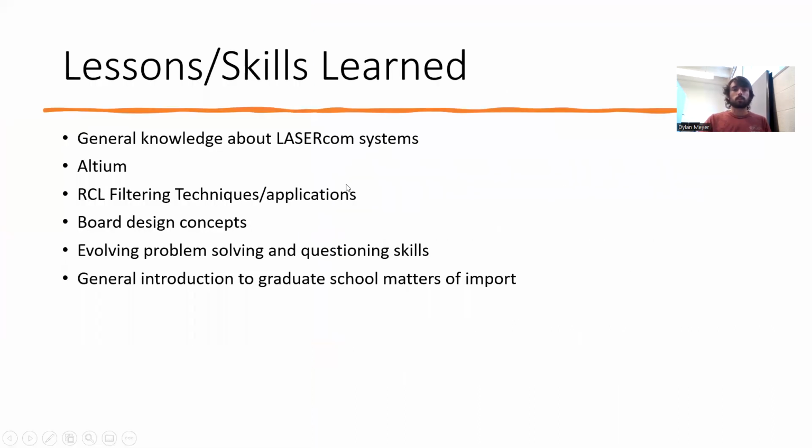So some lessons and skills that I've learned: general knowledge about laser comm systems. I had very little experience working with these systems, and it was really great to learn more and figure out how these things worked, general concepts that were important, figures of merit to look out for. Another thing that I learned was Altium. I've never worked with the software before, and it was great to get to learn the ins and outs of that. Practical RC filtering techniques and applications.